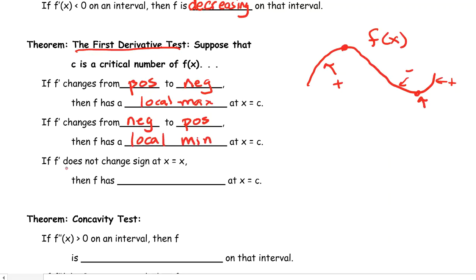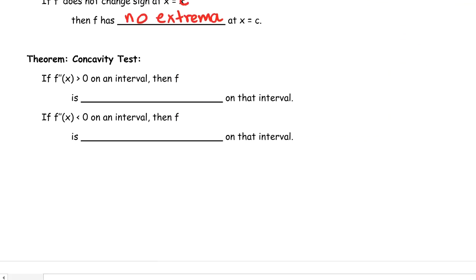And what happens if f prime does not change signs at a value of x? And I think I meant that to be a c here. Then f has no extrema. How could that happen? Well, that could happen if you had a saddle point. That could happen if you had a multiple root. So different special cases that we'll look at.